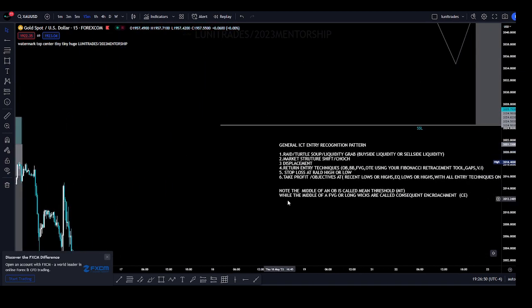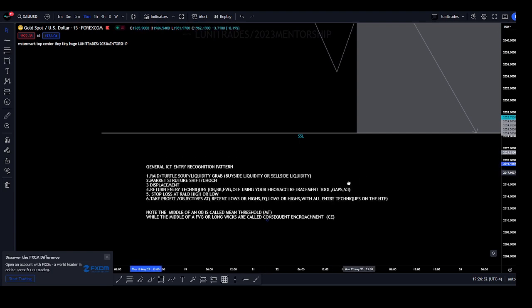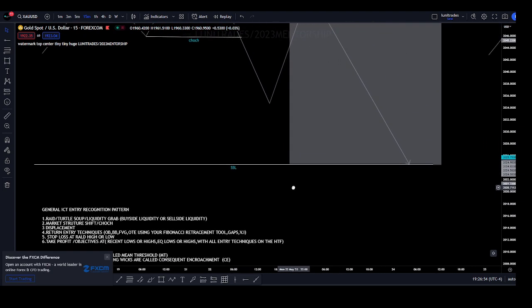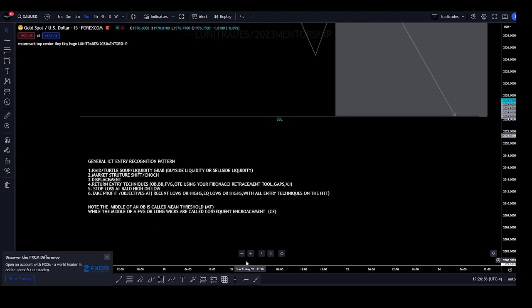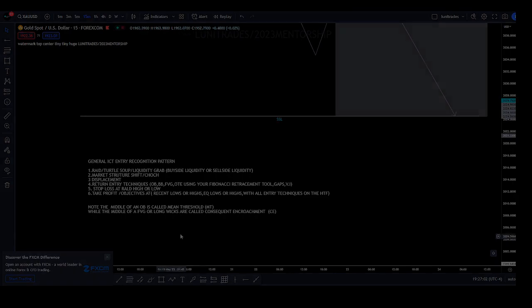So that's all you want. That's all you have to know about entry patterns. So always take note of that. Write it down, please, and that'll be all for this section.